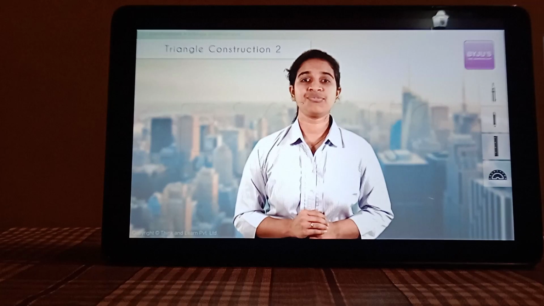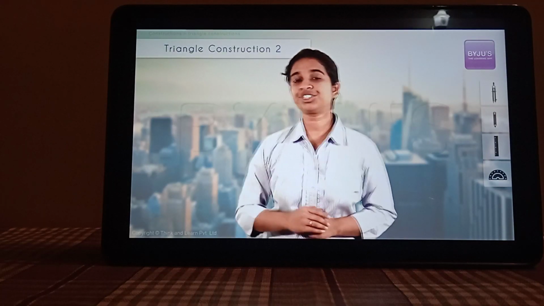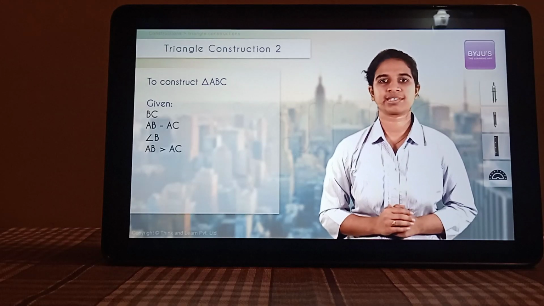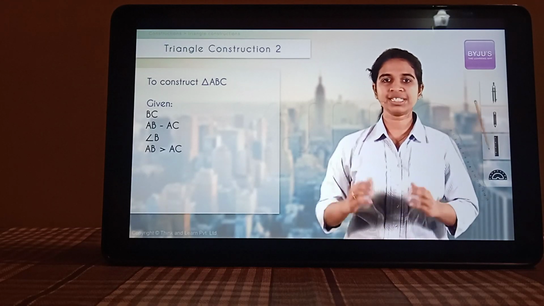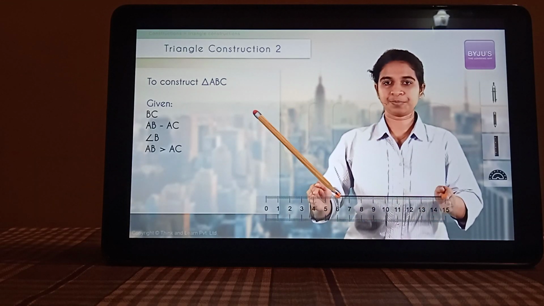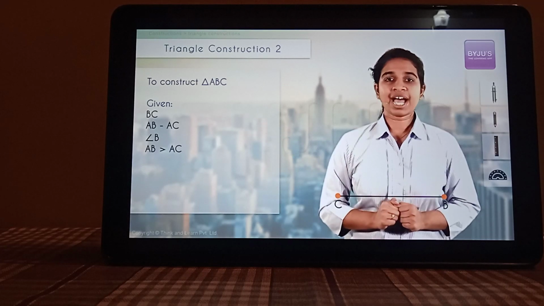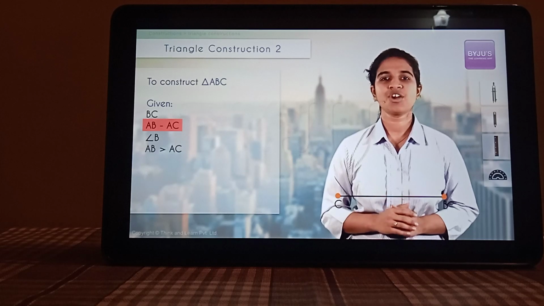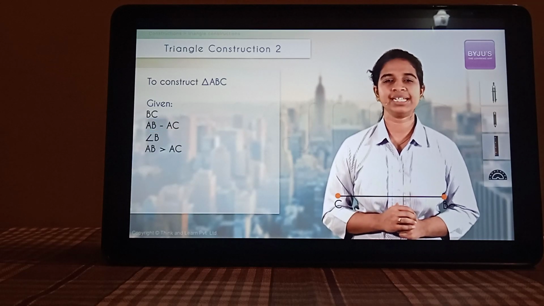Now let's see if we can draw a triangle if instead of the sum of the remaining two sides, the difference between the remaining two sides is given to you. Again, one side is given. Let's draw that side. BC is given. Now AB minus AC is given to you. Instead of AB plus AC, what is given to you is AB minus AC.